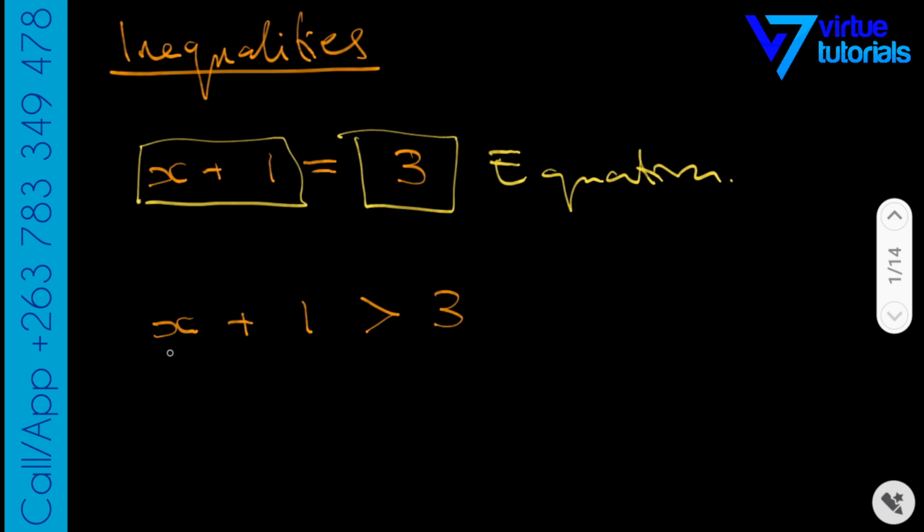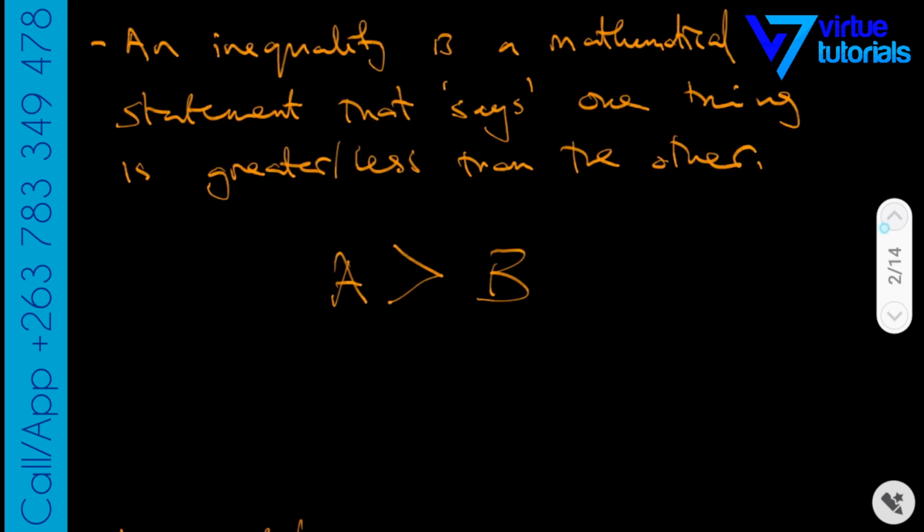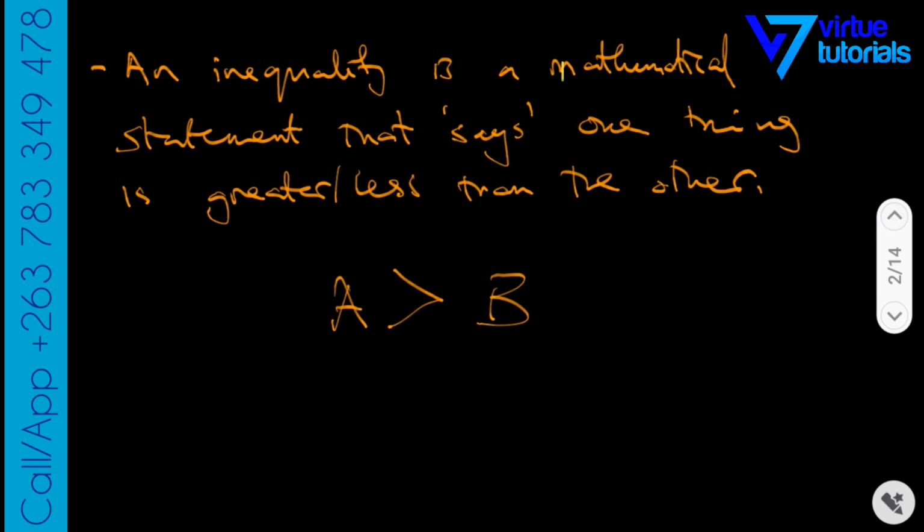But now, if we have x plus 1 is greater than 3, this is now an inequality, right? An inequality is a statement that says one thing is greater or less than the other. So this is an inequality there. An inequality is a mathematical statement that says one thing is greater or less than the other. For example, A is greater than B. That's what we've just said.